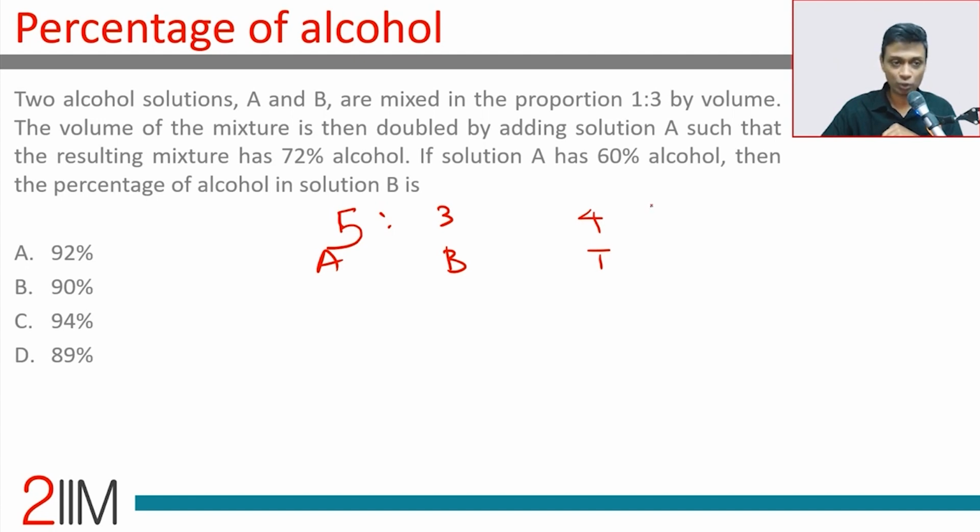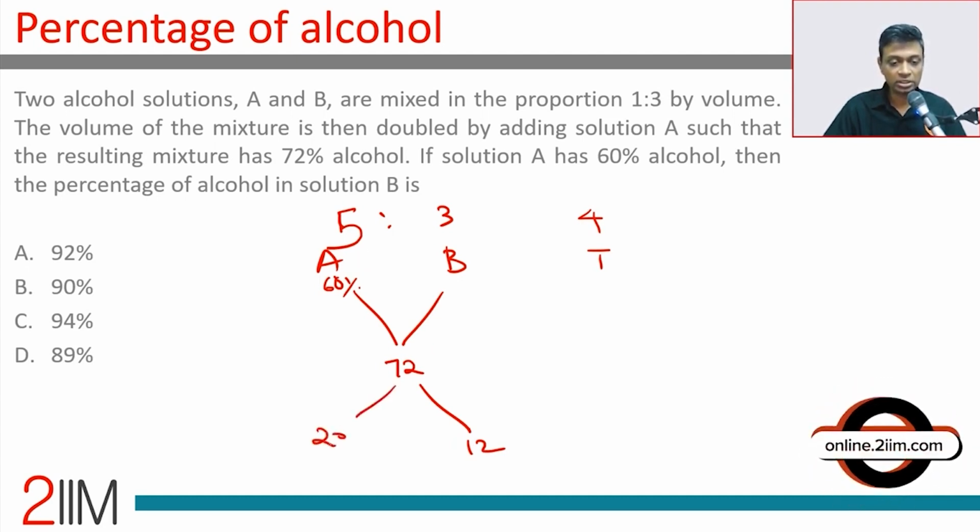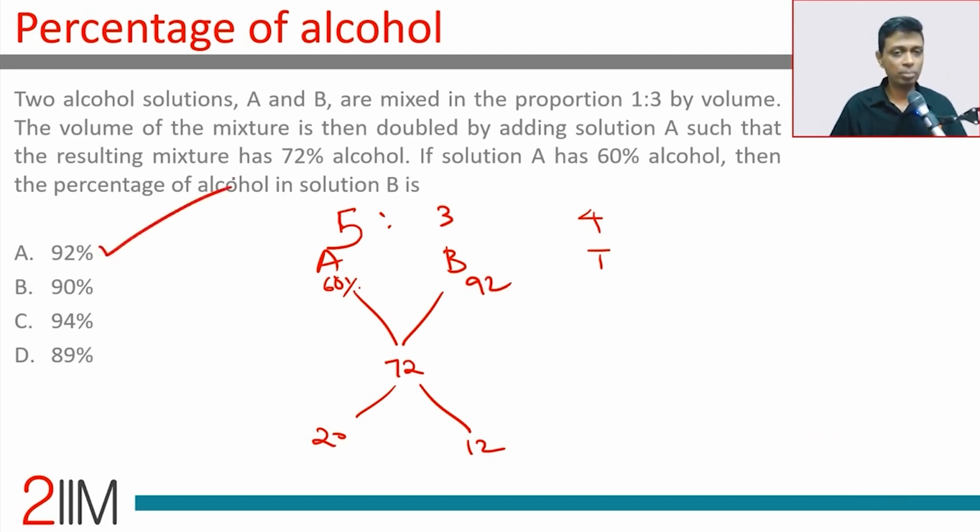So 5:3 ratio. Resulting mixture has 72% alcohol. A has 60%. How much should B have? This is a classic alligations question. 60, 72, difference is 12. 5:3 ratio, this is 12. This should be 20. 72 plus 20, 92. Done. You should be blitzing these questions.